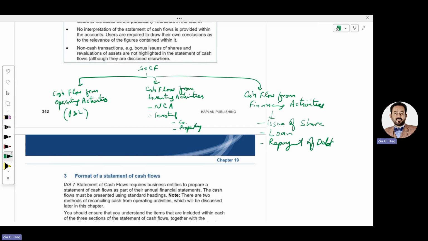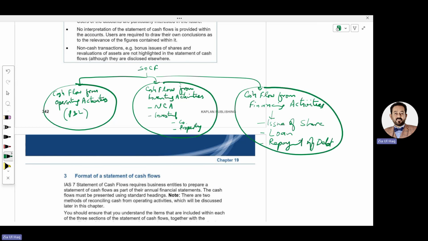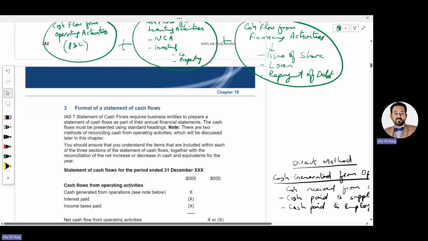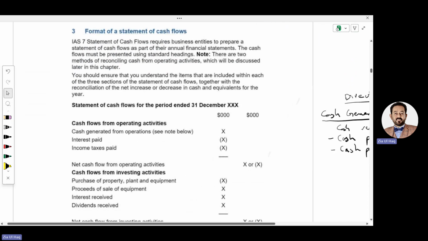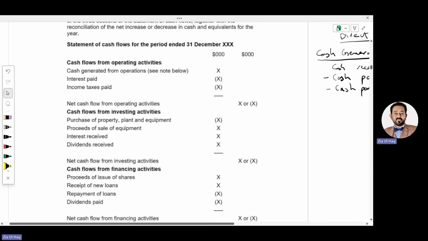So while preparing statement of cash flow, we need to calculate cash flow from operating activities, cash flow from investing activities, and cash flow from financing activities. And we will add all these three. We will have an ending cash balance. Now let's discuss how to prepare statement of cash flow. What is the format of statement of cash flow? There are two methods to prepare statement of cash flow. Let's discuss the direct method first.